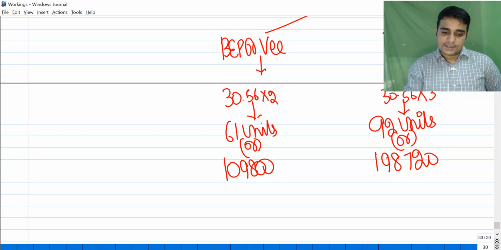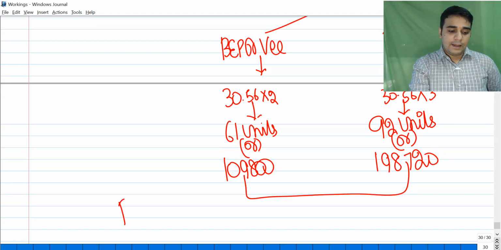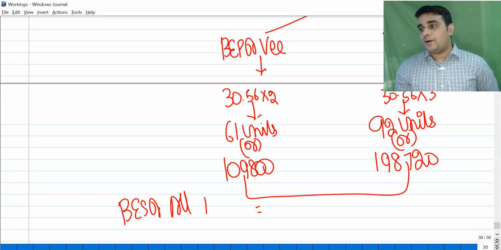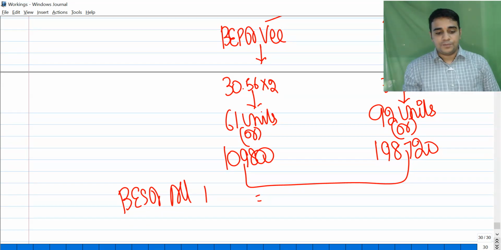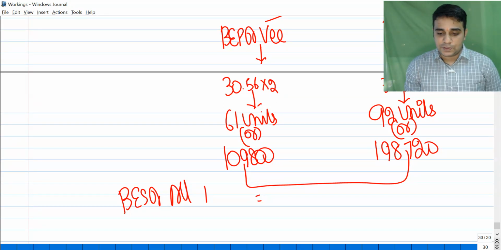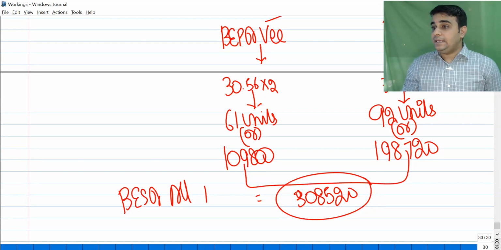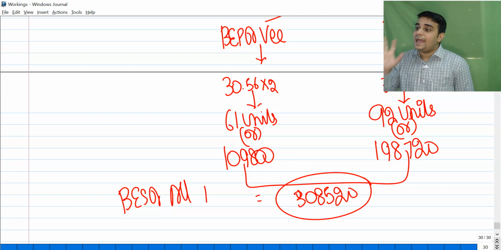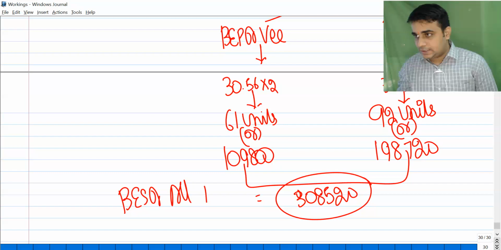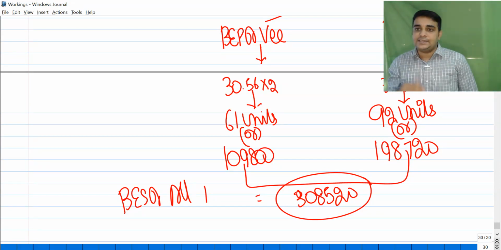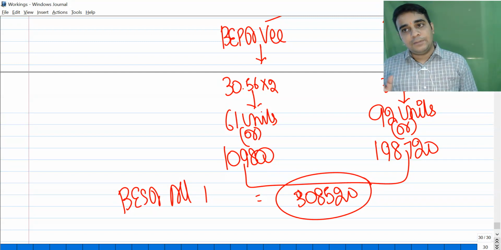And finally I can add this together: break even sales of alternative 1 is 109,800 plus 198,720. You will be able to attain break even with the sales of rupees 3,08,520. For the second alternative, if it's more than 3,08,520, that's not the preferred alternative. If it's less than 3,08,520, that will become the preferred alternative.